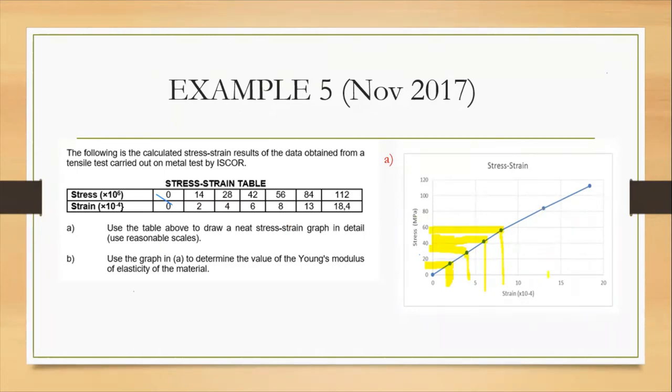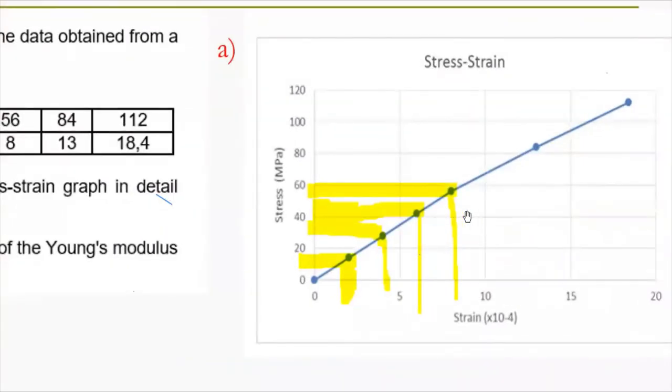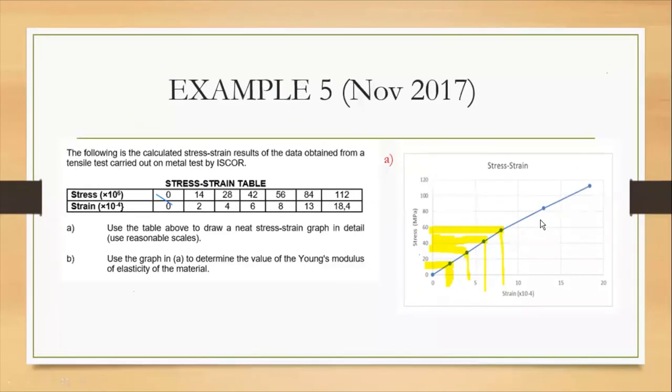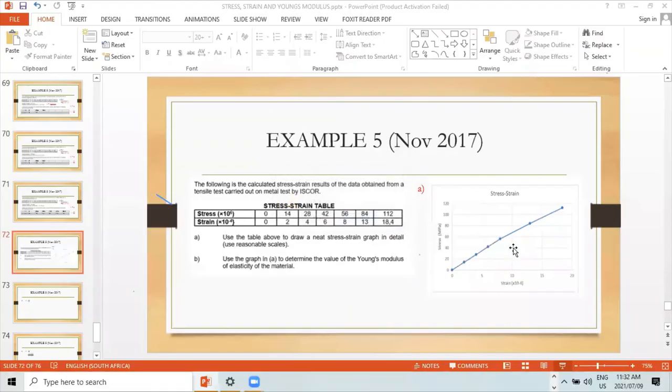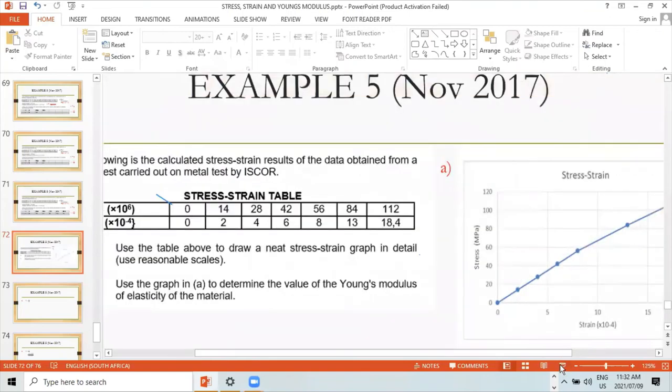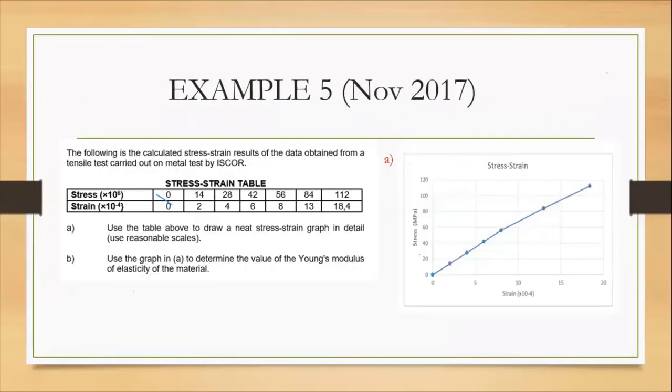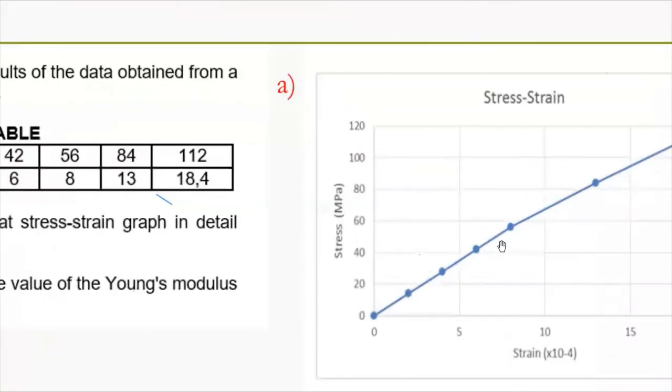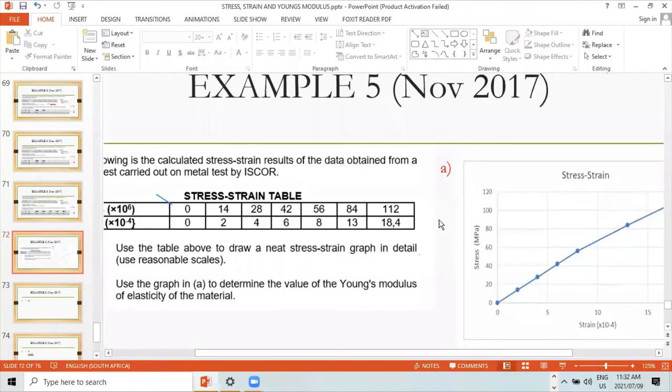But what I want you to pay attention to here is this part. Can you see that the dots are in a straight line from zero up until the fourth point? It is a straight line. So this straight line is called what? This straight line is called the elastic region, the proportional elastic part.